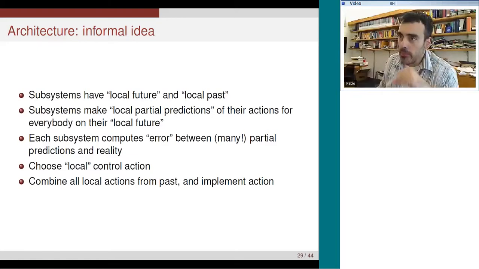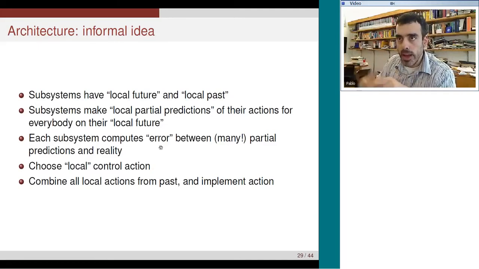Now, what's the problem? The problem is that everybody in the past is telling me all the actions that they've taken, and they're telling me how they will affect me. And they have very different sets of information. Some may have a global picture. Some may have a very local picture of what's happening.